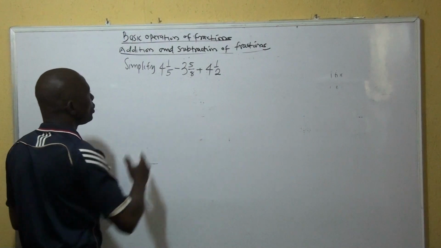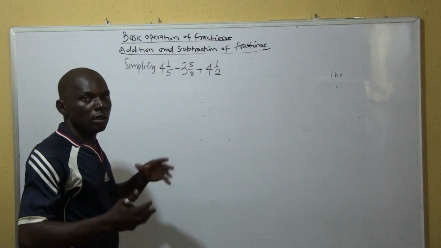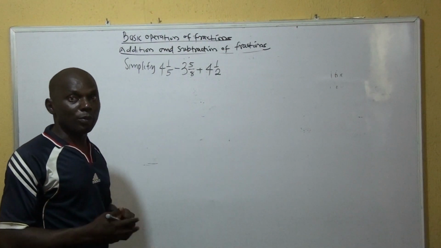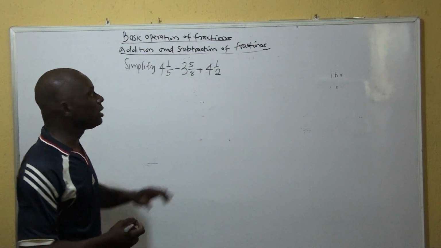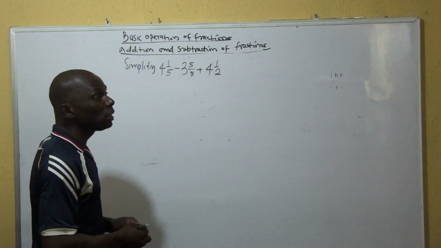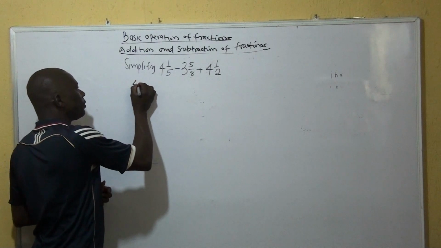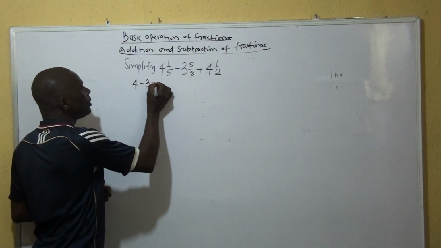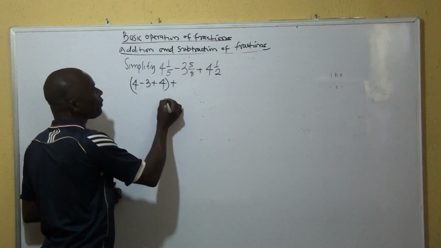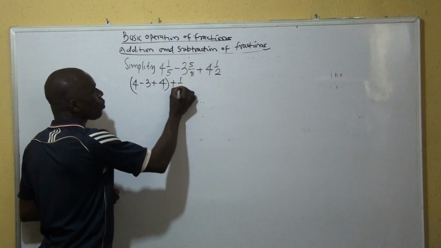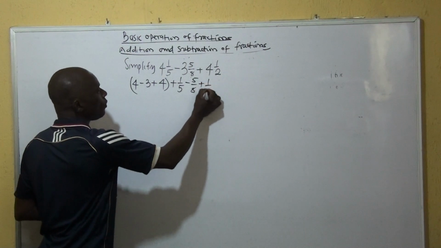We're going to use two approaches. One, we're going to handle this question without necessarily changing the mixed fractions to improper fractions. So in that case, we first of all deal with all the whole parts. These are the whole parts 4, 3, and 2, and we look at the basic operation for them. Here we have 4 minus 3 plus 4. So this is the whole number part. Then let's look at the fractions: 1 over 5 minus 5 over 8 plus 1 over 2.